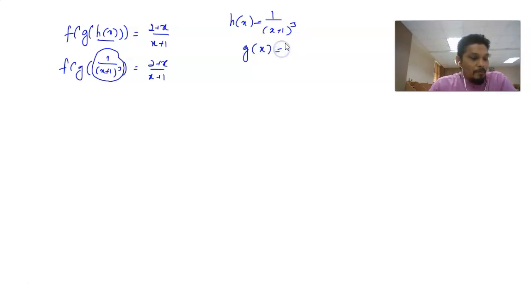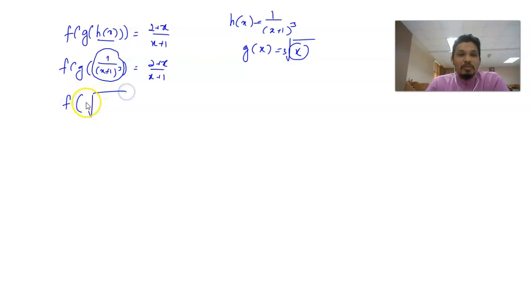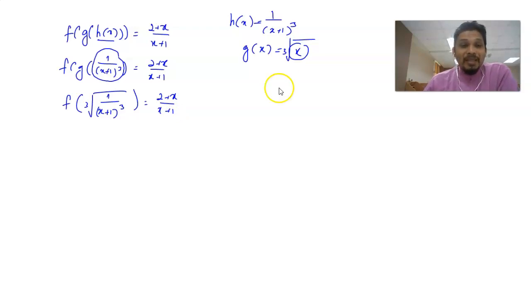g(x) equals the cube root of x. So we can substitute into the x of this function of g. So f of the cube root of 1 over (x plus 1) cubed equals 2 plus x divided by x plus 1. Okay, so solve this separately here.